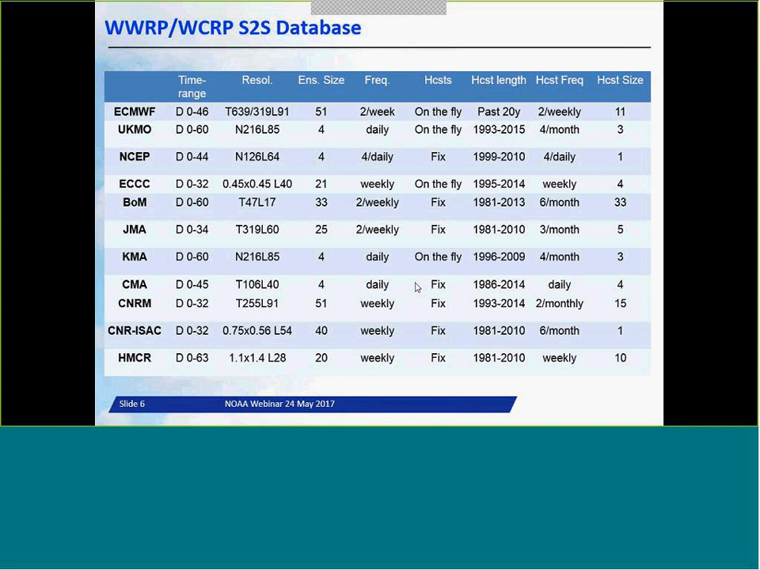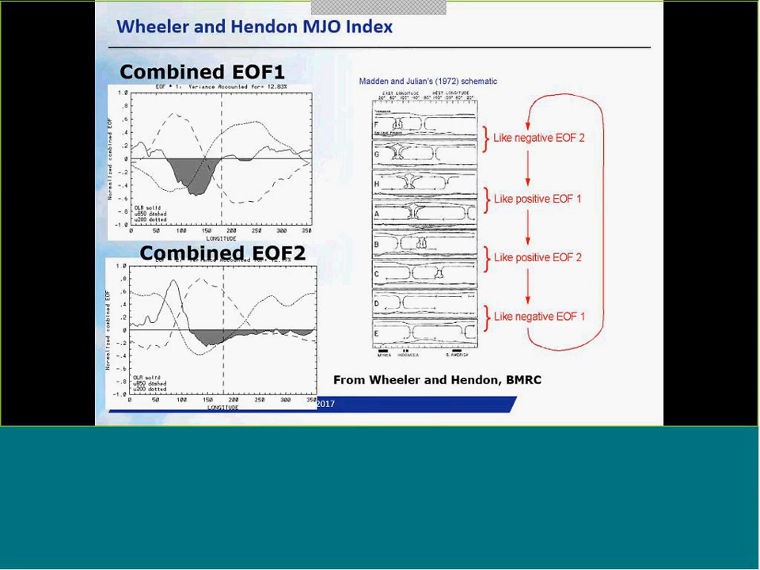So I will start now the second part of this talk, about the assessment of the MJO in the S2S database. Since I'm not sure everyone here is familiar with the MJO index, I will go briefly through the Wheeler and Hendon MJO index, which has been applied to all the reforecasts. This index consists of projecting the forecast onto pre-computed combined EOFs of OLR, U850, and U200.